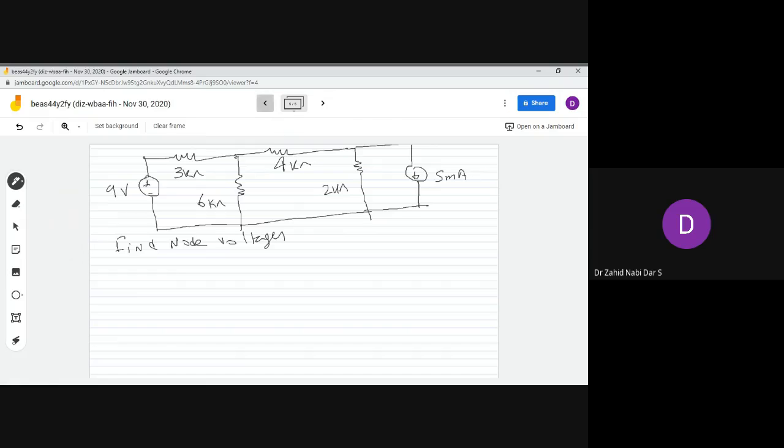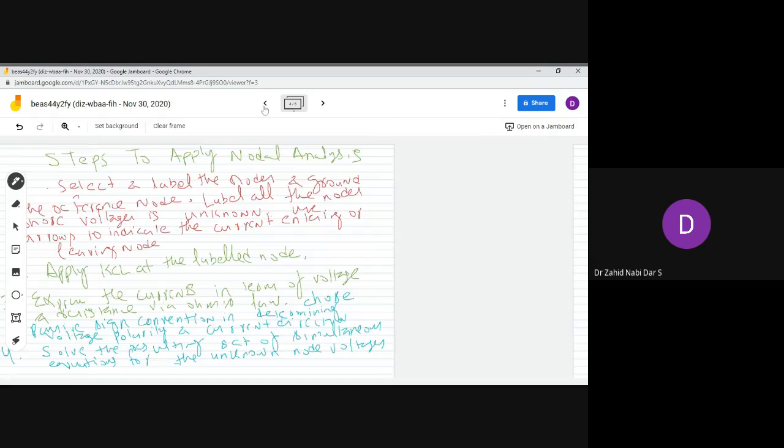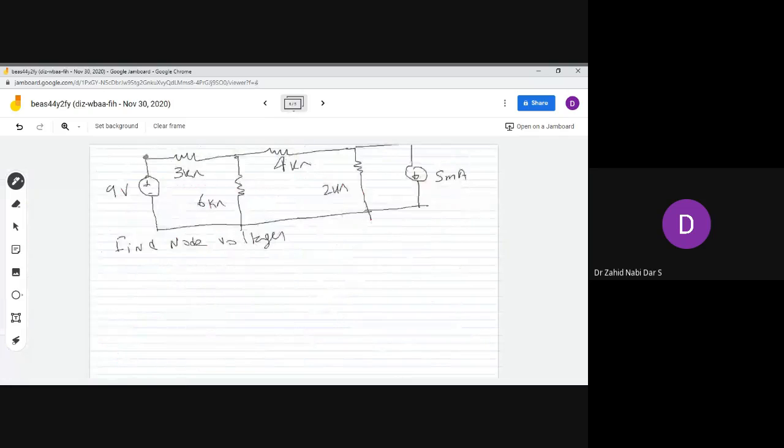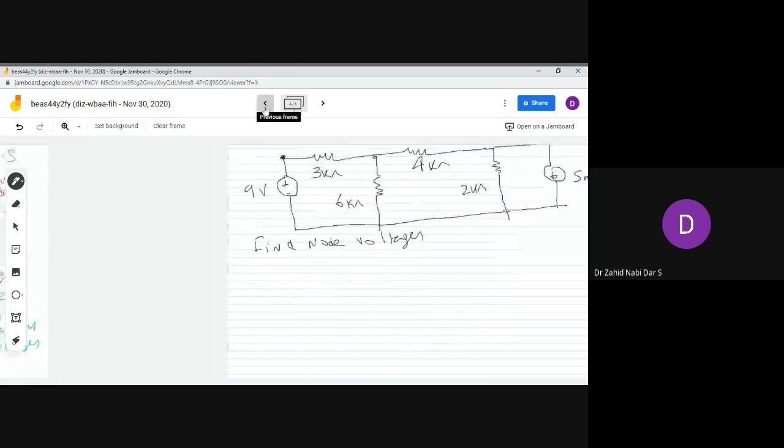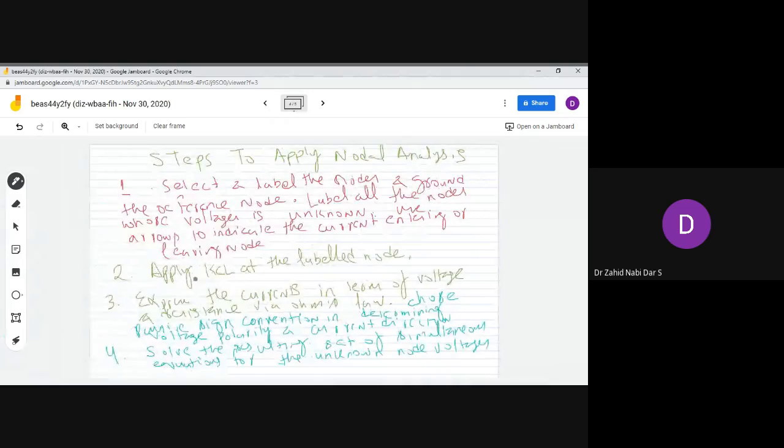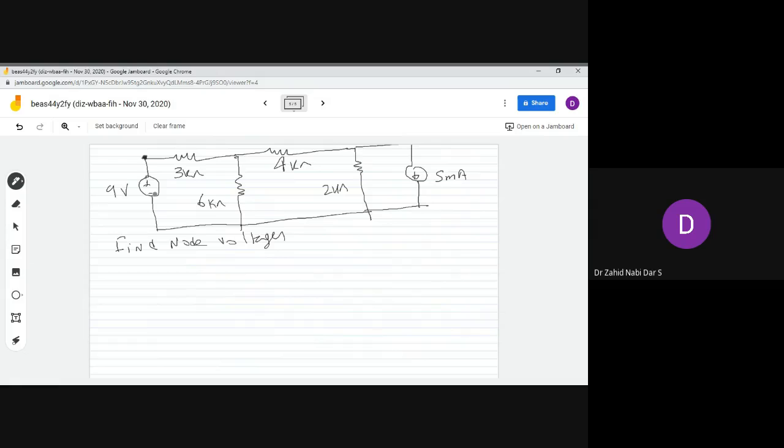Let's look back. Select and label the nodes and ground. First of all, I have to label the nodes. Already 9 volts is given here. Apply KCL at the labeled nodes. Label all the nodes whose voltages are unknown. This node voltage is known, so no need to label it. We will not label it because the voltage is known.